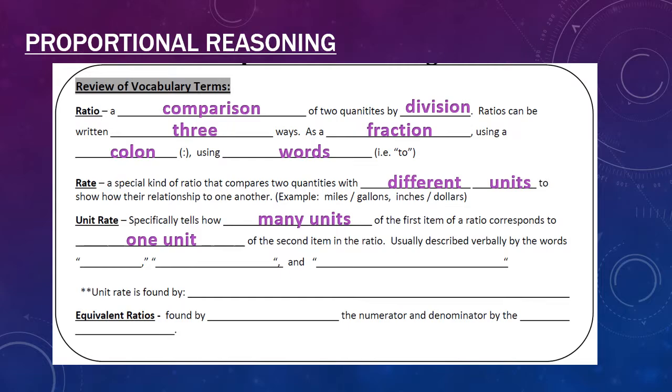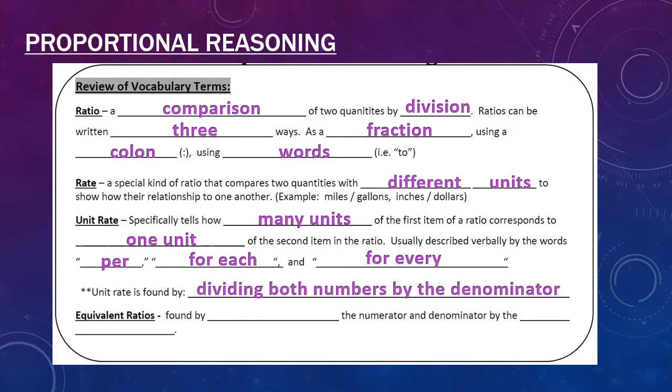For example, when we talk about miles per hour on the speed limit, you're talking about how many miles you drive for 1 hour. That is a unit rate. Or how many dollars you spend per pound, that is a unit rate. And usually we use the words per, or for each, or for every to describe unit rates. To find your unit rate, you divide both the numerator and the denominator by the denominator.